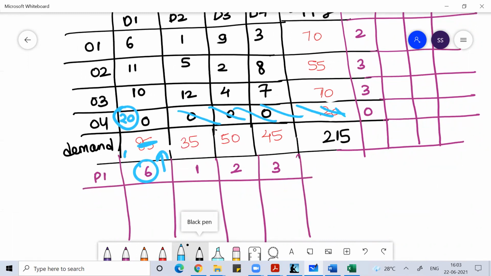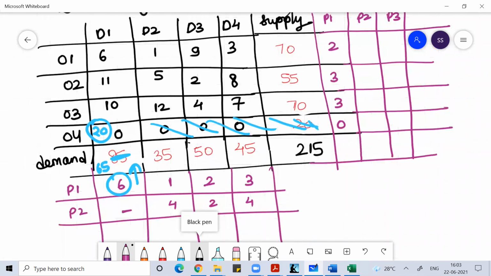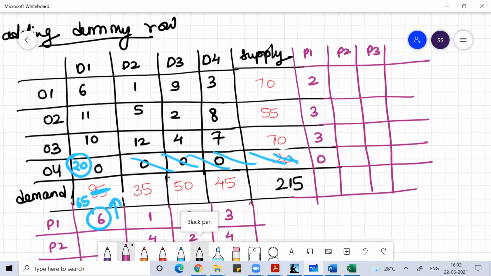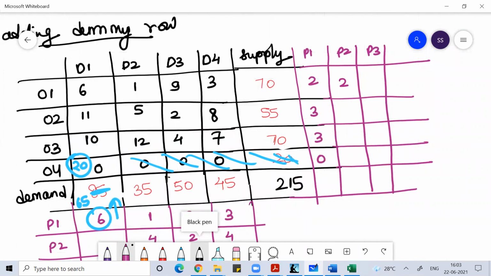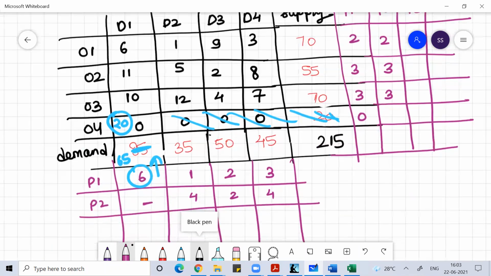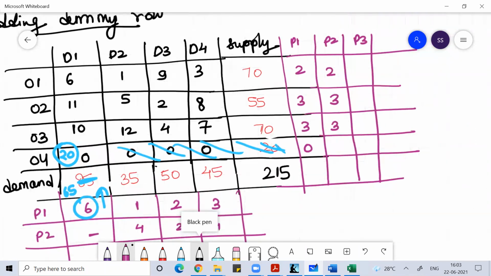This will become 65. Okay, so now I'll find the second penalty. Second penalty: this is 4, then this is 2, then this is 4, and then this is 2, and then this is 3. This is 3. So out of that, the largest one is 4.